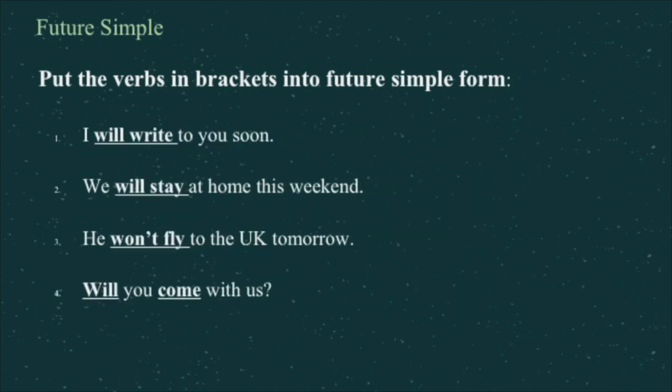Here is the answer. You can see that the sentences number 1 and number 2 are affirmative sentences. So we will use will plus verb pair. So for number 1, we write will write. And number 2, we write will stay. Number 3 is a negative sentence. So we will use won't plus verb pair. He won't fly to the UK tomorrow. And the last one, number 4, it is a question. So we need to use will before the subject and then a verb pair. So we'll write, will you come with us?